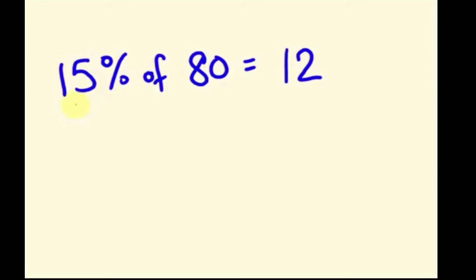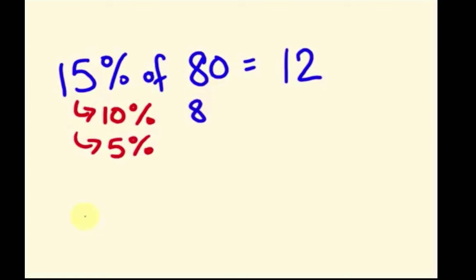So 15% is made up of two things. It's made up of a 10% portion and a 5% portion. 10% of 80 is 8. 5% of that is half of this, so it's 4. And then what we do is we just add these together, because 10 plus 5 is 15. We're just adding these guys together. 8 plus 4 is 12. Just a nice one for the minute.